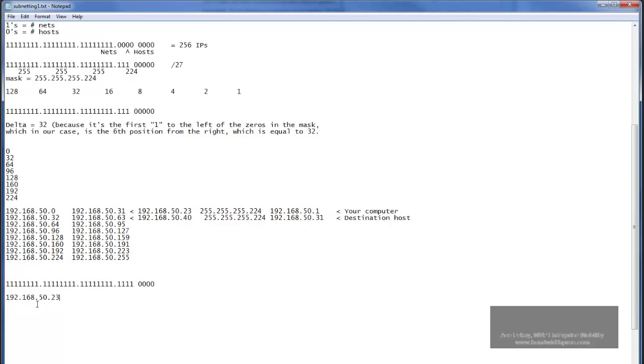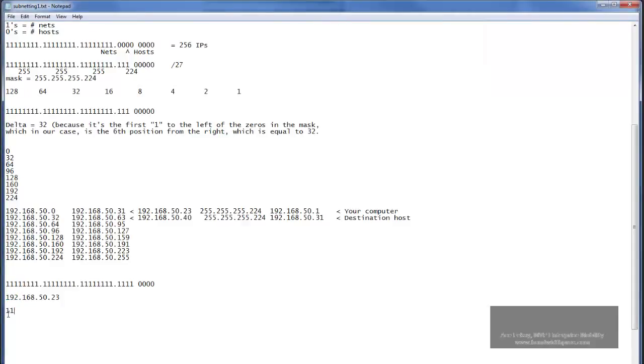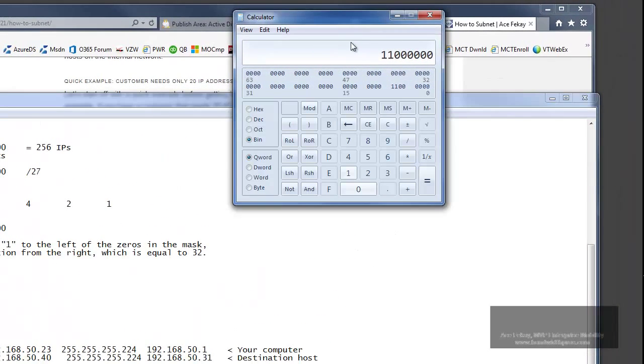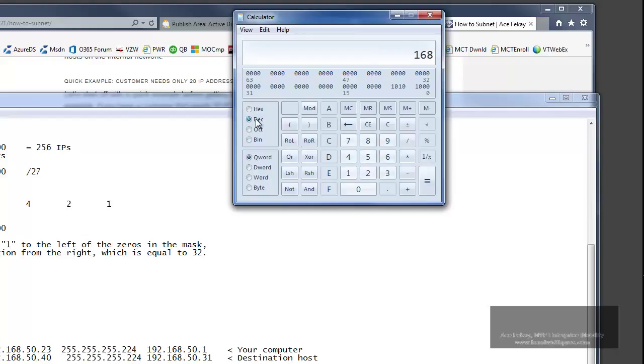Remember, everything's done at the binary level. 192.168. Easily, you can go to 192 and convert it to binary. That's 8 bits there. 168, in decimal, I'll change it to binary. I'll just copy that and paste it in there. Dot 50 shouldn't be hard.